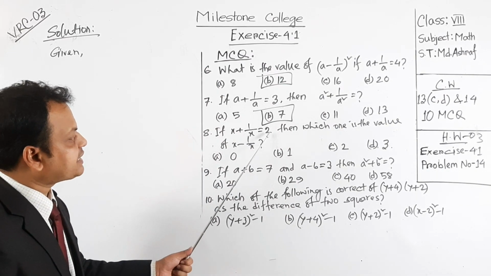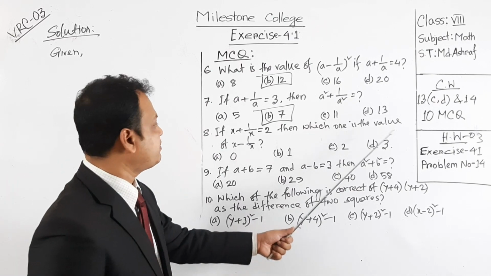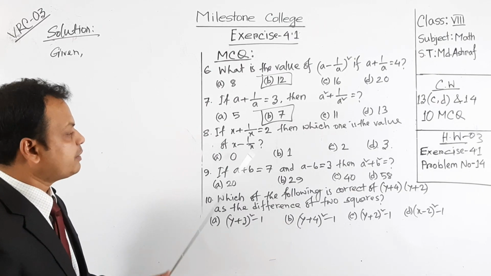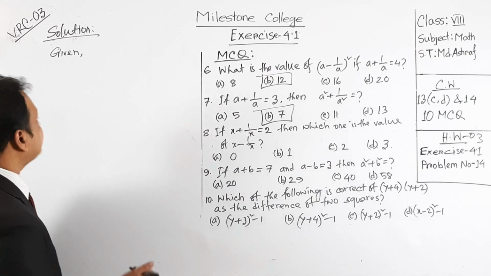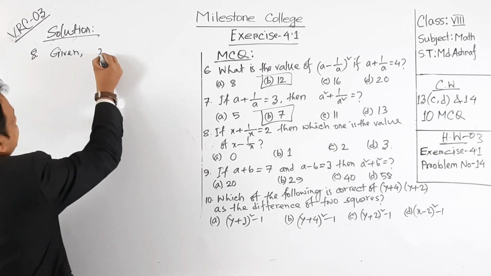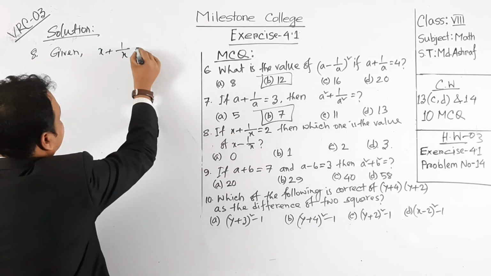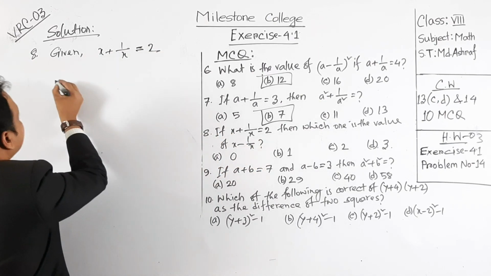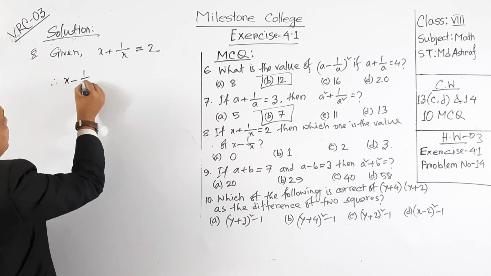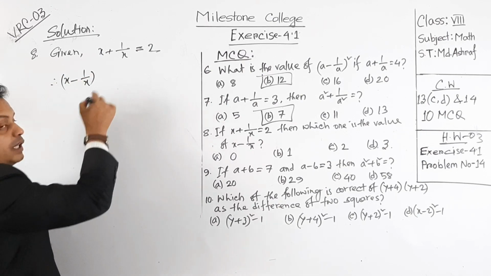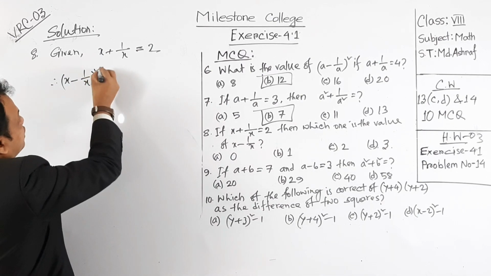If x plus 1 by x equals 2, then which one is the value of x minus 1 by x? So we have to find this one. So what is given? 8 number, x plus 1 by x equals 2. So write here 2. Then we have to find x minus 1 by x. So how can we find this one? We have to go through the whole square, this corollary.